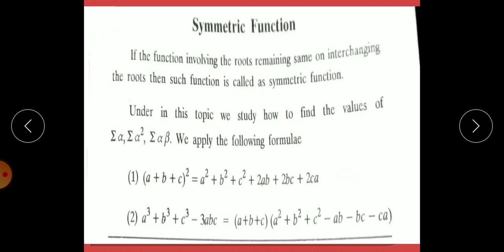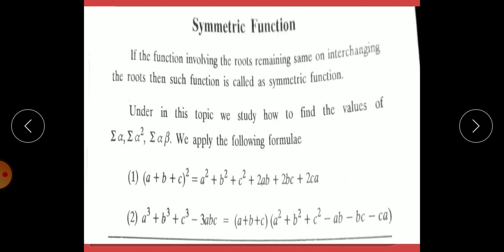Symmetric function: if a function involving the roots remains the same on interchanging the roots, then such a function is called a symmetric function. That is, every function involves some roots, and if it remains the same while interchanging the roots, it is called a symmetric function.